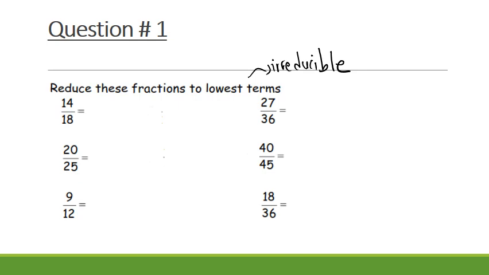I have 14 over 18. I always start with 2. Is 14 divisible by 2? Yes. 18? Yes. So I can divide both terms by 2, and I obtain 7 over 9. Now 7 over 9 is an irreducible fraction because I can't reduce it anymore.